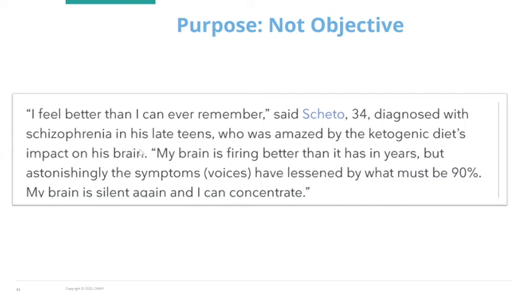Okay, so as we can see, the information that is being shared is not objective. It is not fact. It is more so opinion.